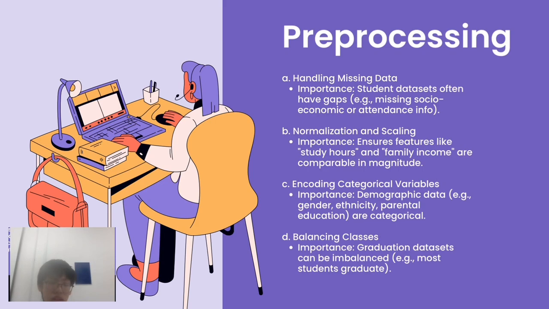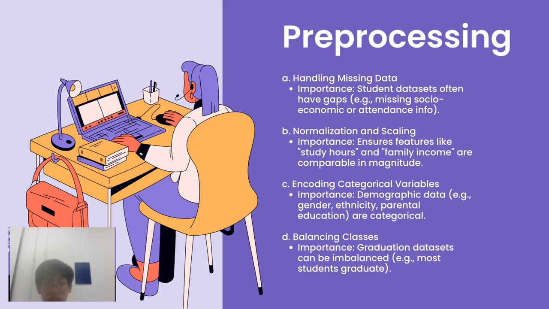Thirdly, encoding categorical variables. Demographic data like gender, ethnicity, and parental education, machines cannot understand. You give it an F or M, or Chinese, Indian, or Malay, and it has no idea what these things are. The best thing to do is assign them a number. So if it's F for female, you give it a 0, and if M, you give it a 1. Or for ethnicity, you can convert the races into different numbers so that the machine can actually factor these in.